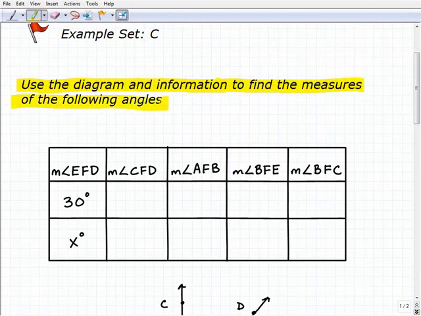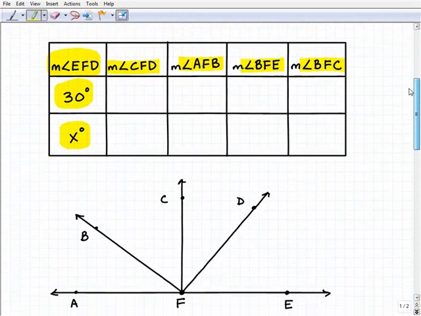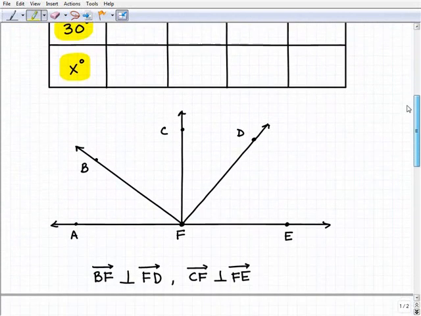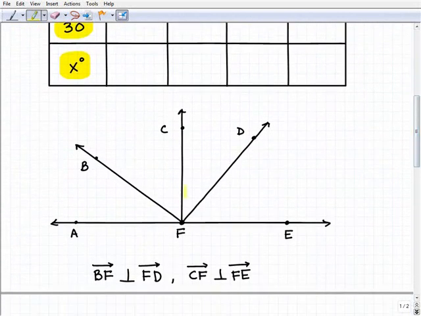these particular angles. So we have a measure of angle EFD, and we're told to find all these other angle measures in our diagram when that particular angle EFD is 30 degrees. And then we're asked to find the angle measure of all these different angles when this angle EFD is simply x degrees. So let's take a look at our diagram here. All right, so here's our nice diagram.